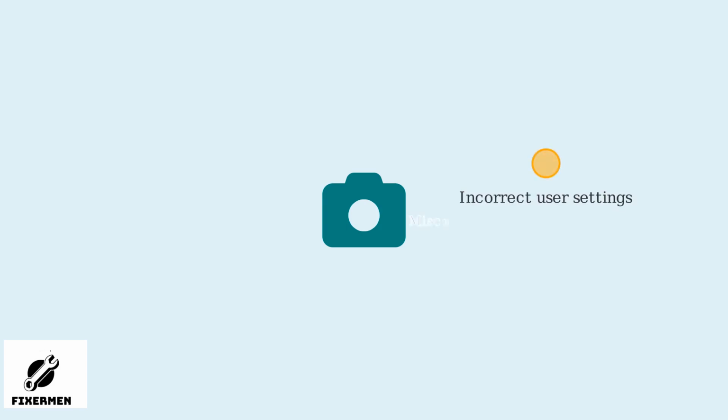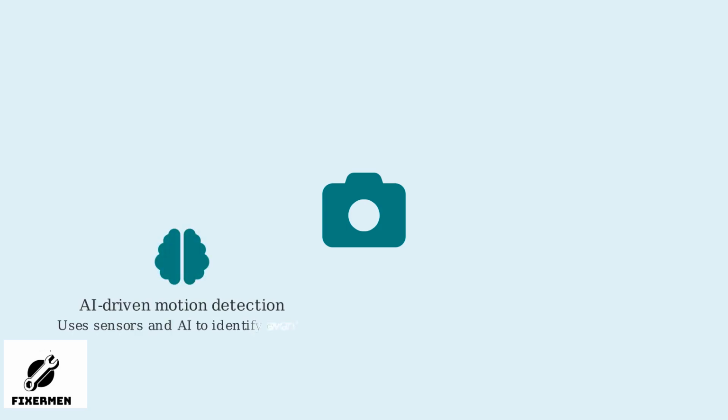Incorrect user settings can also cause missed events. Things like misconfigured motion sensitivity or detection zones might be too restrictive or too broad. Let's look at how AI-driven motion detection works. The camera uses sensors combined with artificial intelligence to distinguish between actual events and false triggers. However, this AI sometimes fails.